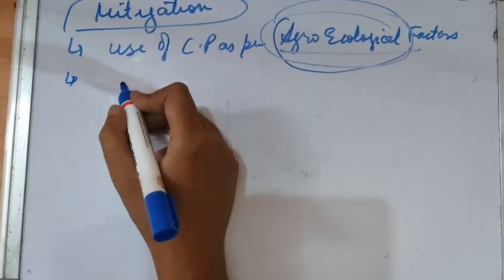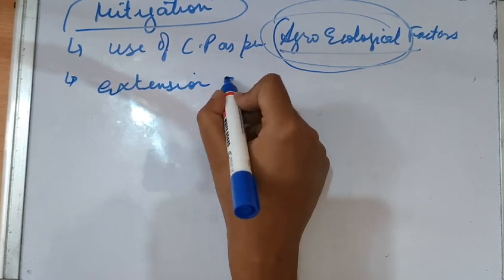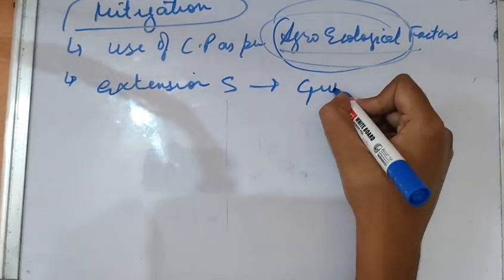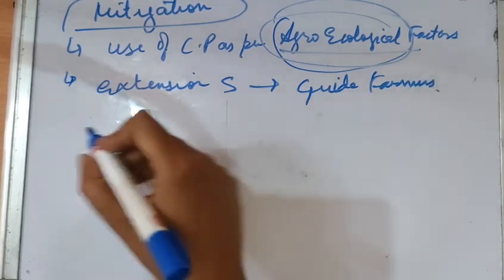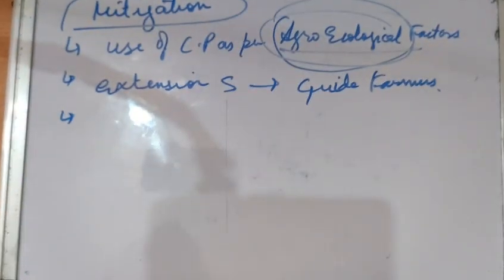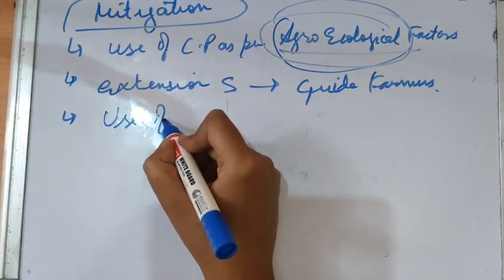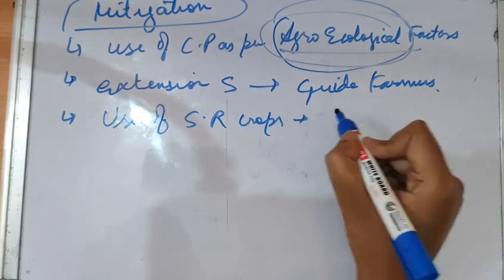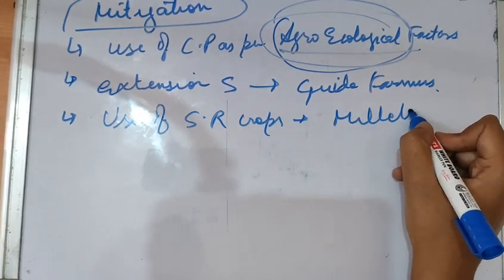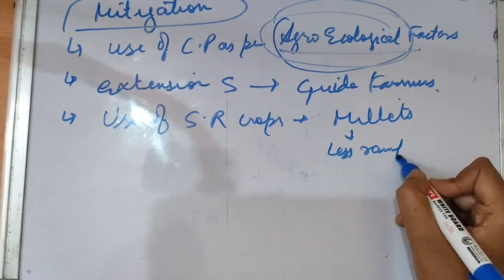Moving on next, extension services need to guide farmers, teach farmers to help them mitigate the adverse effects of environment. Use of stress resistant crops, example millets, for less rainfall areas. This certainly helps.